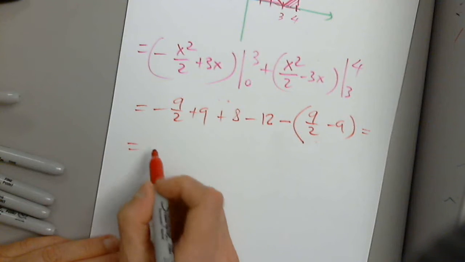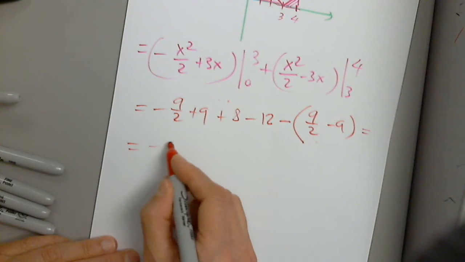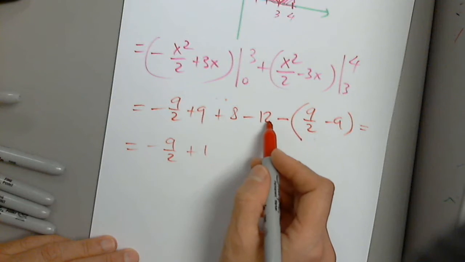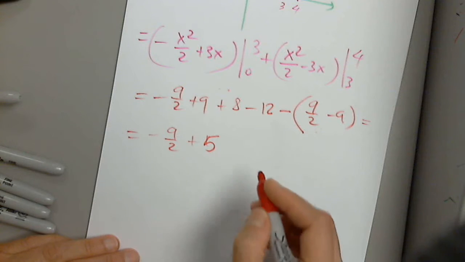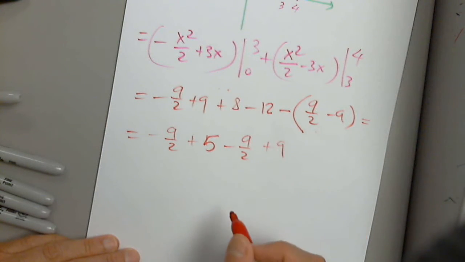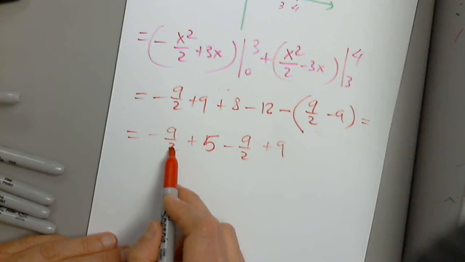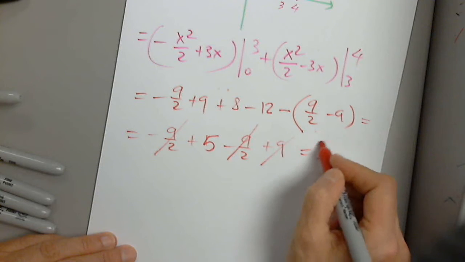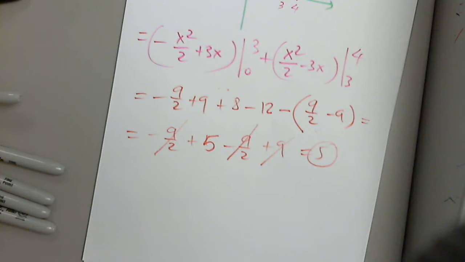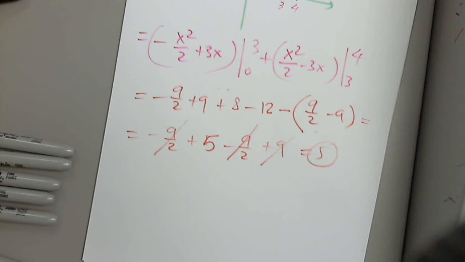So then, this is negative 9 halves and plus 17 minus 12, 5. Right. And then minus 9 halves, and then plus 9. These two will be negative 18 over 2, which is negative 9. So the answer is 5. Is this better? Perfect. Very good example. Next question.